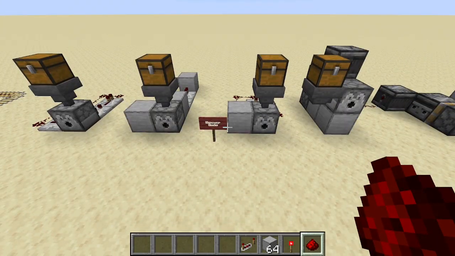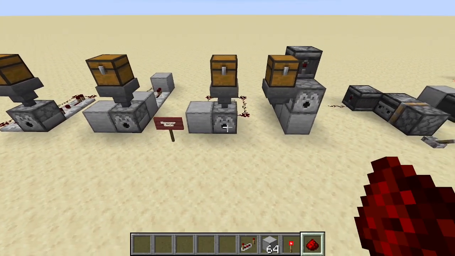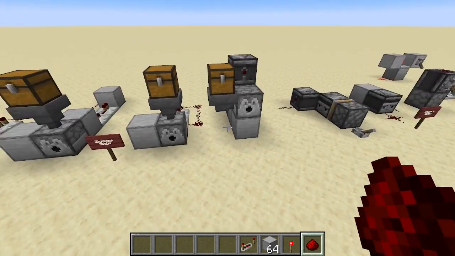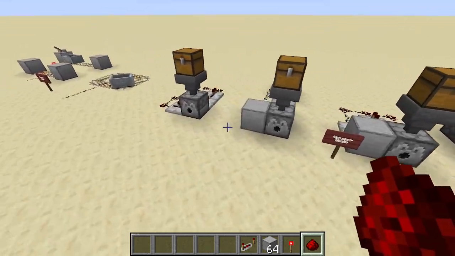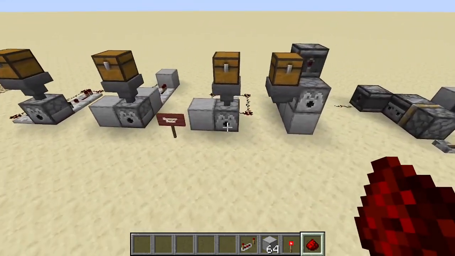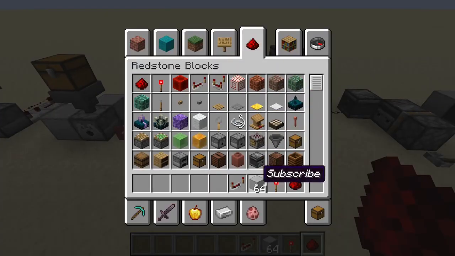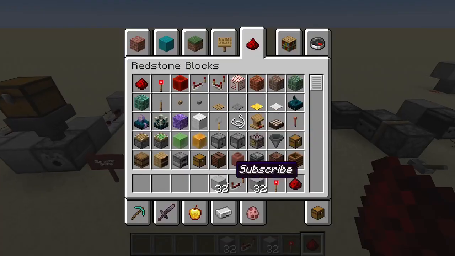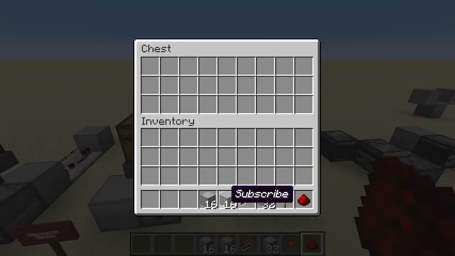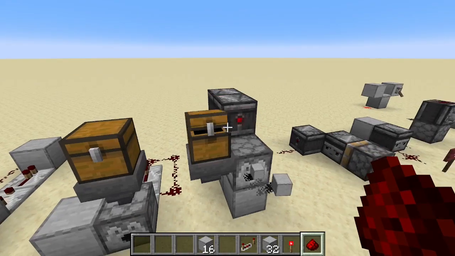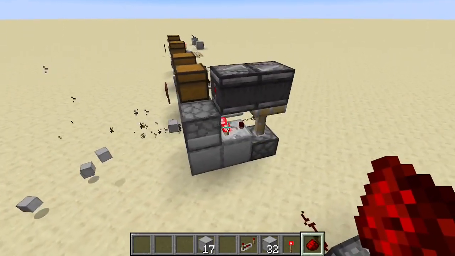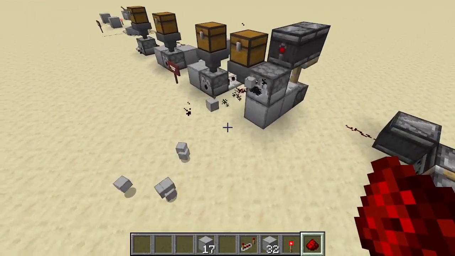Now, the next set of clocks here, dispenser clocks, these are a little bit different. So these aren't going to be continuous signals or pulses. What's going to be happening here is for the amount of items that we put into these chests here, it's going to constantly send a signal to dispense them out.